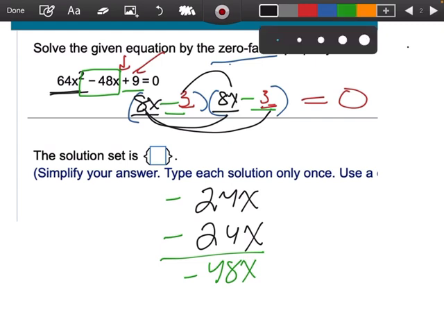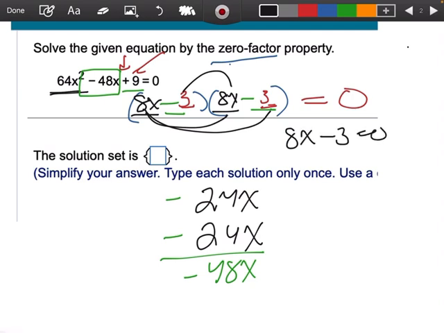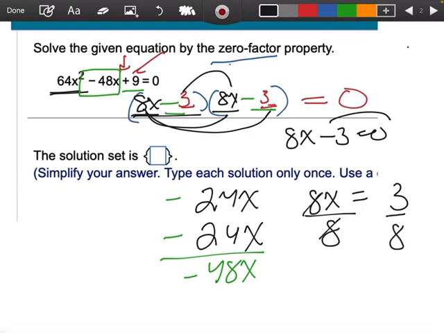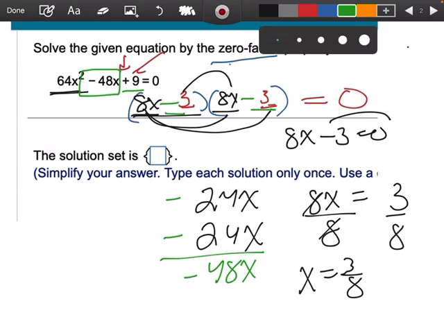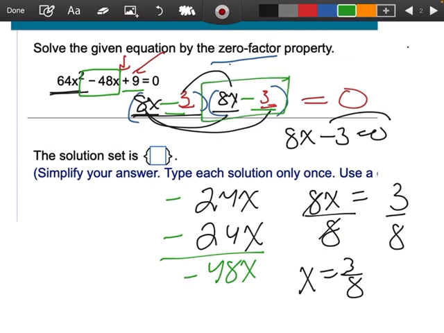So now, we're going to set each of those factors equal to 0. So here's the first factor. This 8x minus 3 equals 0. When I move that 3 over, it becomes a positive 3. We're going to divide both sides by 8, and we get x equals 3 over 8, right? Now, y'all, I want you to notice something. When I take this other factor, it's the same thing. So we're going to get x equals 3 over 8 again, right?